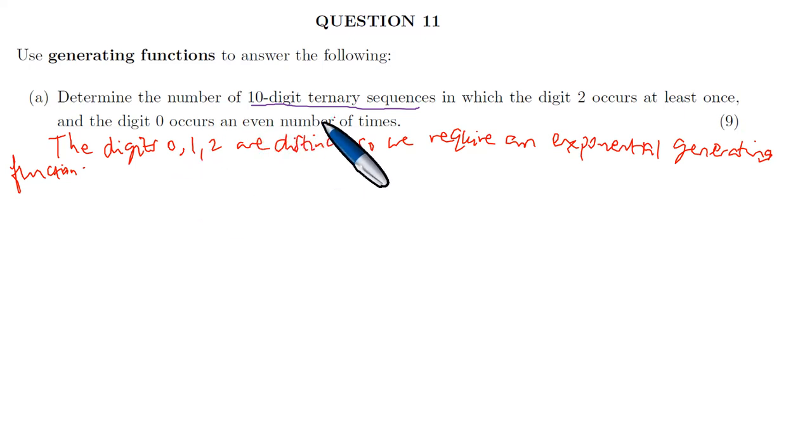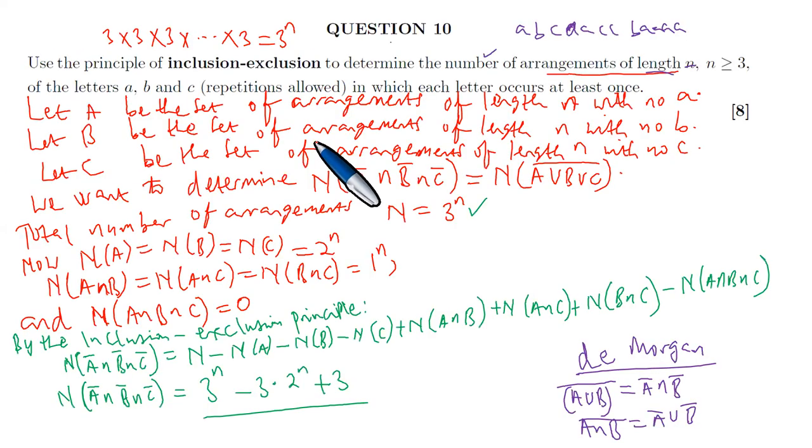Determine the number of 10-digit sequences in which digit 2 occurs at least once, and digit 0 occurs an even number of times. This is easier with generating functions, but it can also be done using the methods we used earlier. We had a similar question, number of arrangements. We can use inclusion-exclusion.